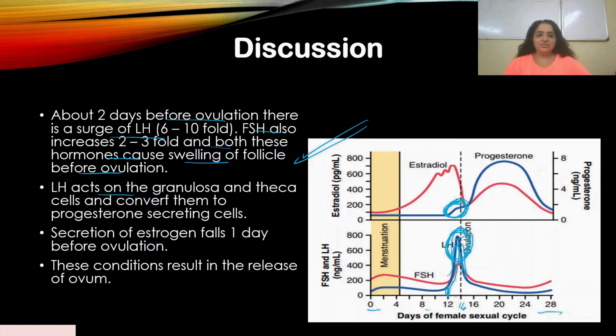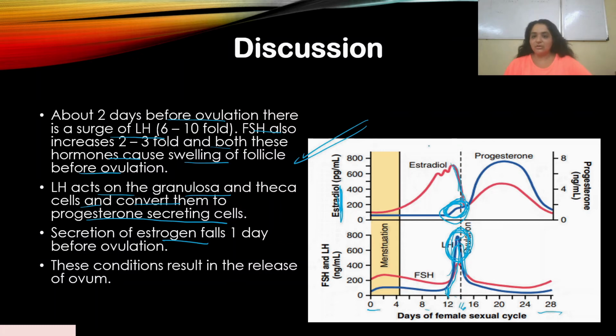Now, LH acts on the granulosa and theca cells and converts them to progesterone secreting cells. So LH plays an important role in converting those granulosa cells and theca cells into progesterone secreting cells. That's why you see this jump in progesterone. Now, secretion of estrogen, or in this case estradiol. Estrogen is a group of hormones, so estradiol is the one that falls one day before ovulation. You can see this drop here.